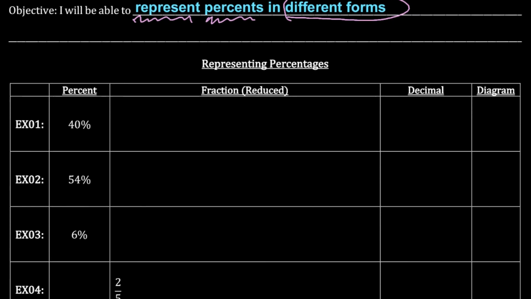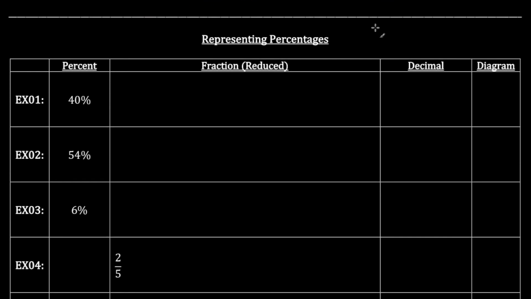The first thing you need to know about percents or percentages is that we're talking about out of 100. Out of 100, okay? So I'm just going to write equals out of 100. It equals some part of 100. Okay, so in example 1, it says 40%. You see that 100? So 40% means 40 out of every 100.